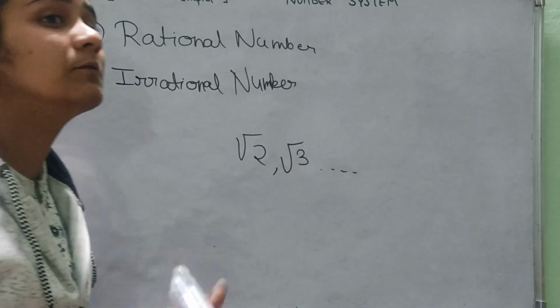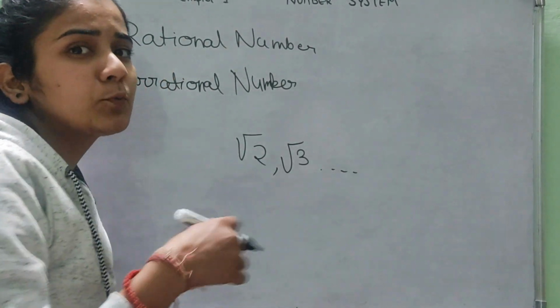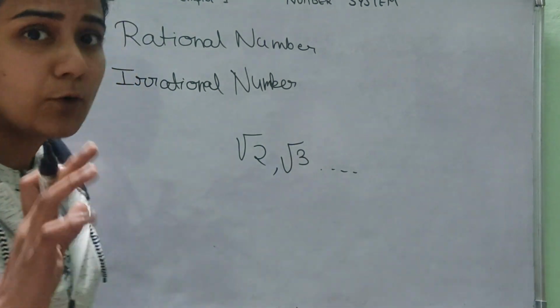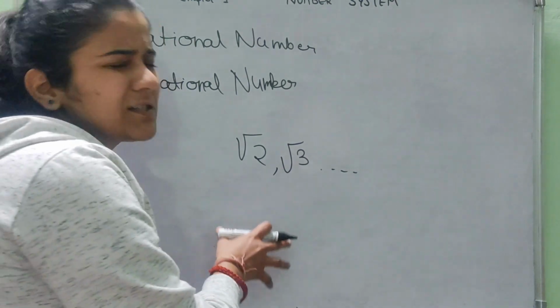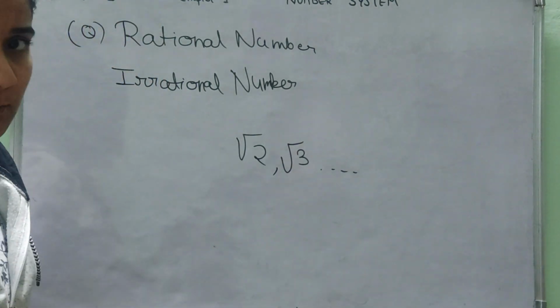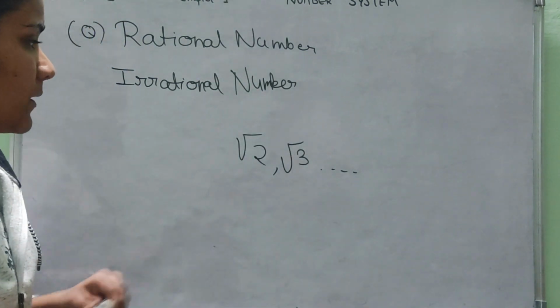Now you must be asking why these are irrational numbers. Coming to this proof, its proof is in class 10th. So I will not be telling you right now, but just for the sake of this, understand root 2 is an irrational number because we will be taking care of it in class 10th.